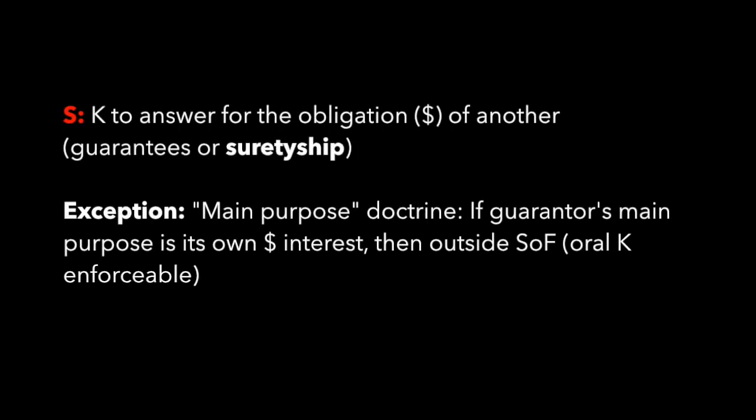E, the contract of an executor to answer for the duties or obligations of a decedent. Number five, S, a contract to answer for the monetary obligation of another, often known as a suretyship. S, suretyship, or guarantee contract. There's an exception here too, known as the main purpose doctrine, which essentially says that if a guarantor's or surety's main purpose was its own financial interest or benefit, then that will be outside of the statute of frauds, meaning that it can be oral and still be enforceable.